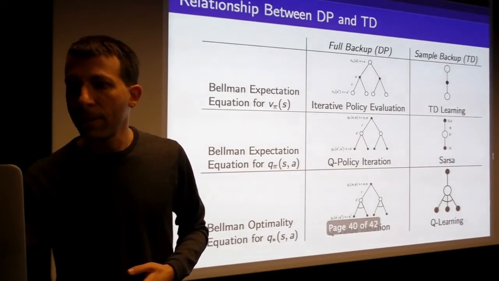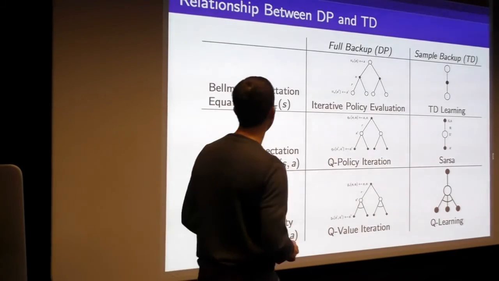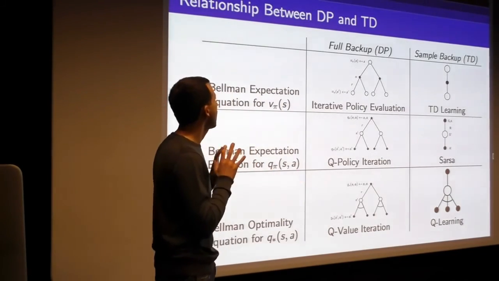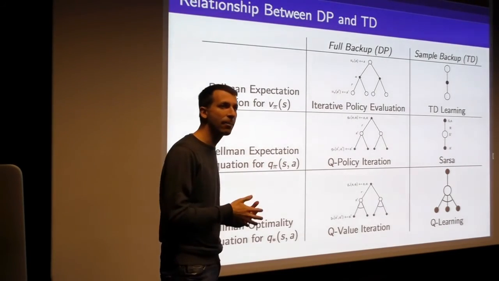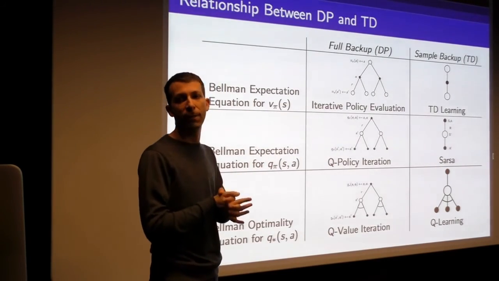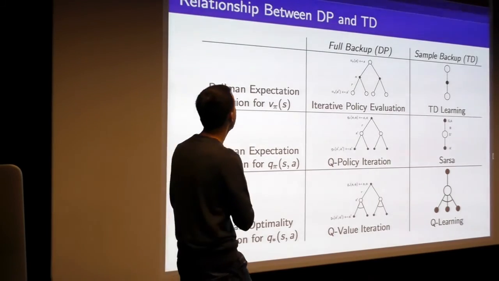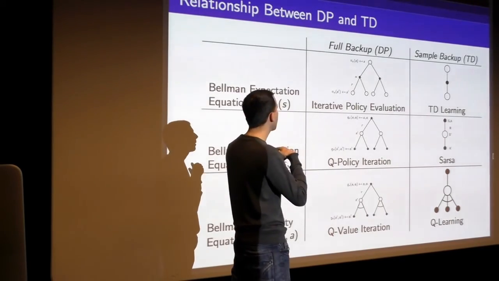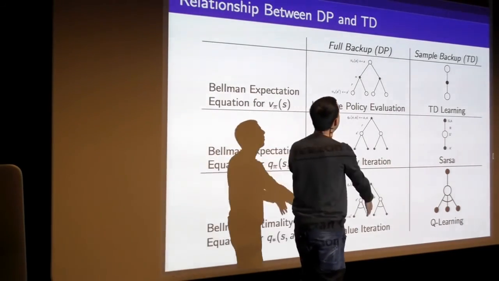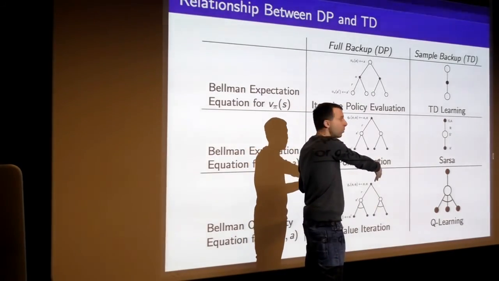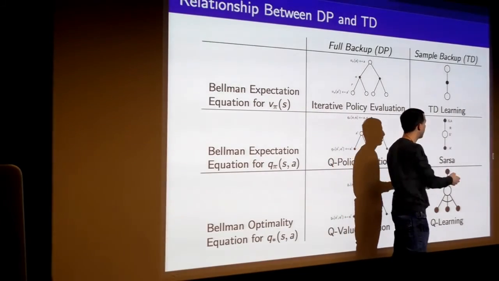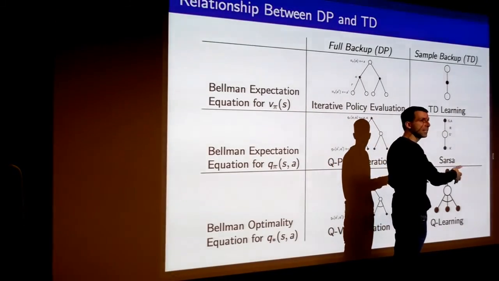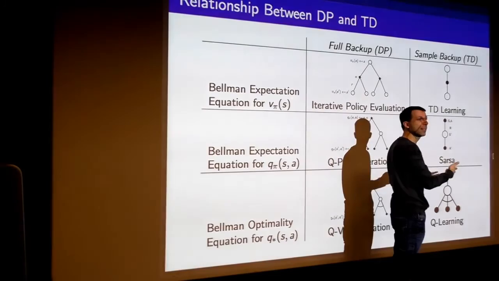So just to wrap up, I want to bring out these relationships between the full-width updates that we had in dynamic programming and what goes on in temporal difference learning. In this column here is a dynamic programming algorithm that we looked at in the previous lecture. In the right-hand column are the sample-based algorithms, the TD algorithms that we've looked at in the last lecture and this one.